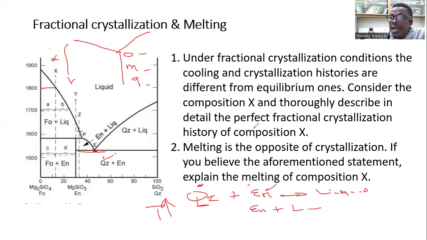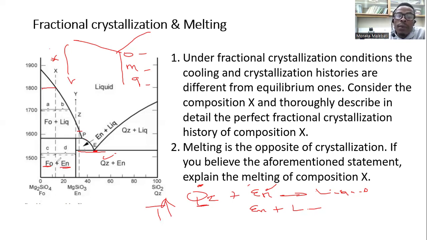Now we want to know the fractional crystallization. So melting of composition X is exactly the reverse of crystallization that we have just mentioned. Mixture X will begin to melt at the peritectic. Remember, we're having phosphorite and enstatite. So the mixture X will begin to melt at the peritectic temperature.